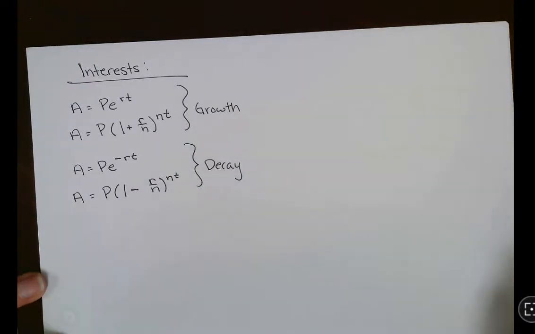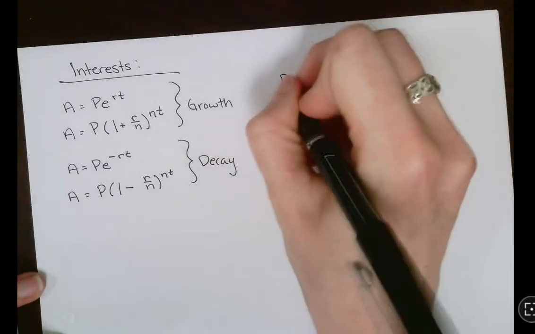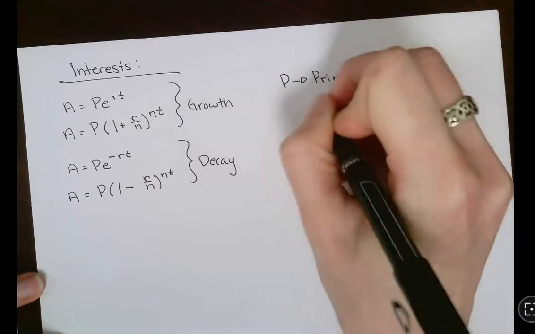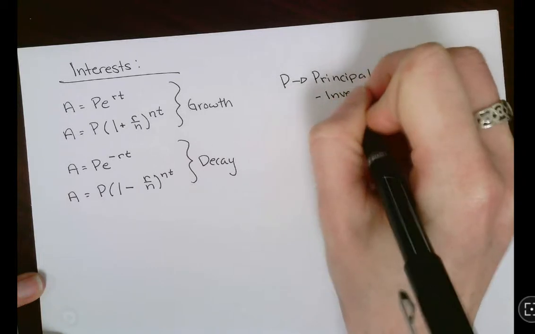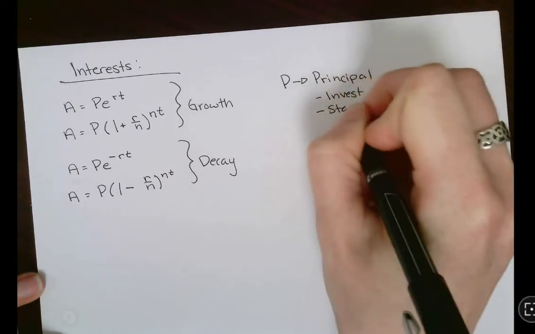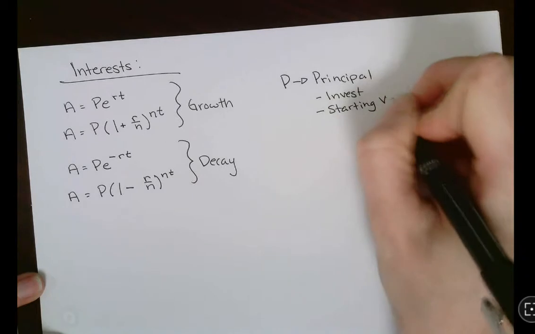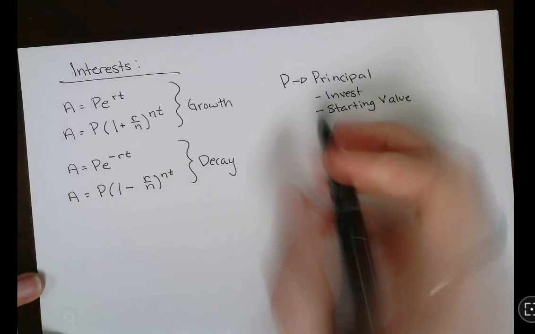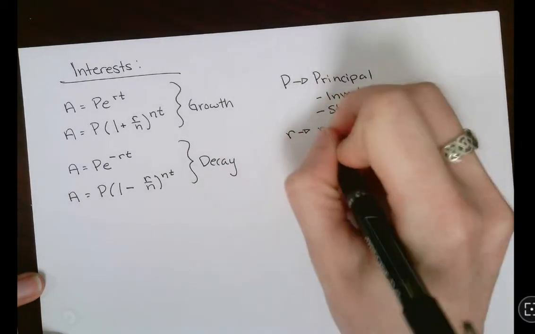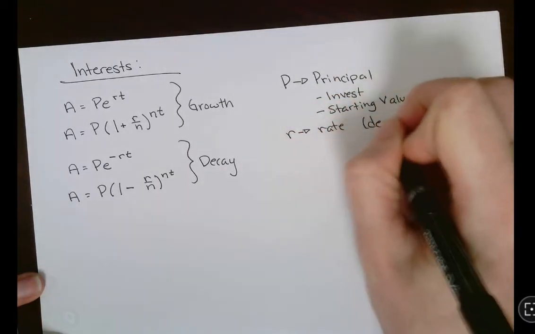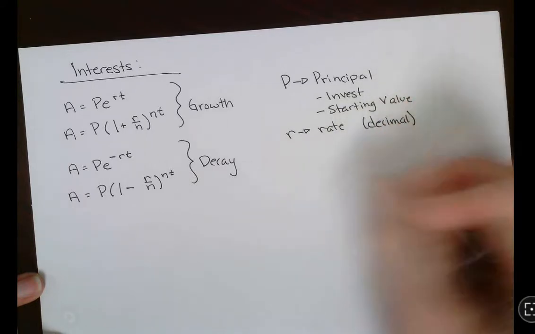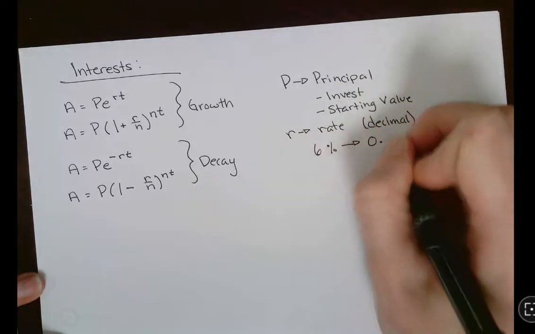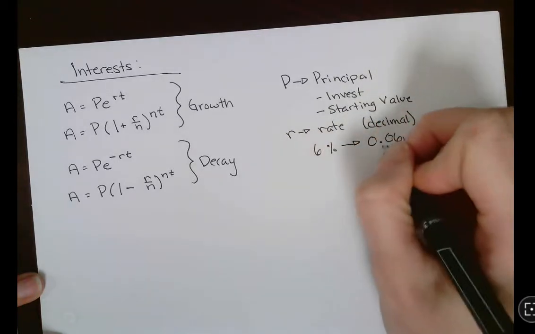I just want to do a quick review of what each variable represents in these. So P, remember, is our principal. That is how much you invest, or your starting value. Now, the next one we see, at least up here, is our R. That's just your rate. And remember, you want it as a decimal. You have to convert it back to a decimal if they give you a percent. So if they give you 6%, you need to actually plug in 0.06, moving that decimal 2 places to the left.